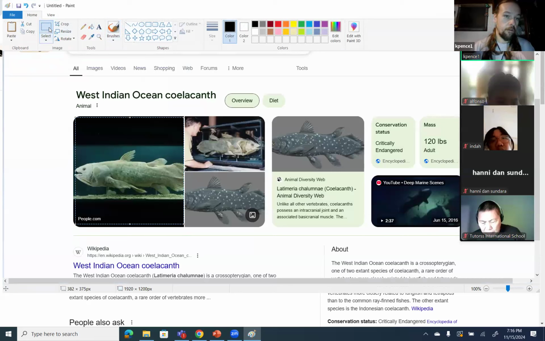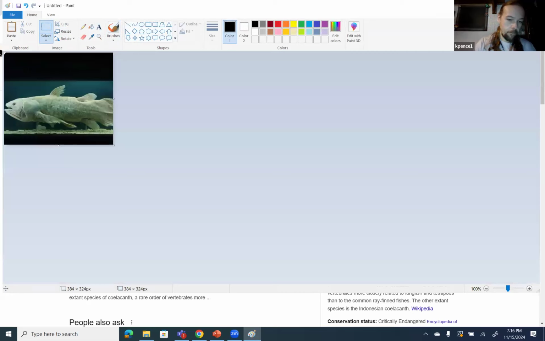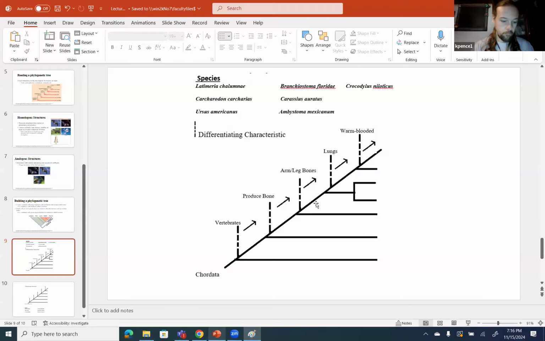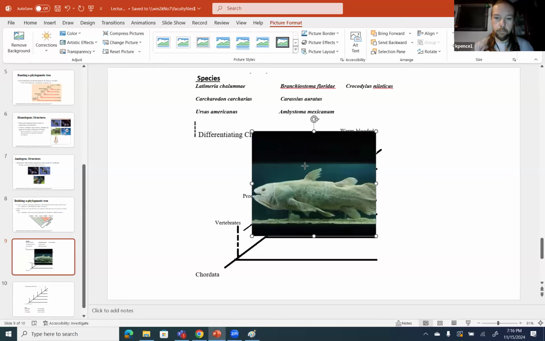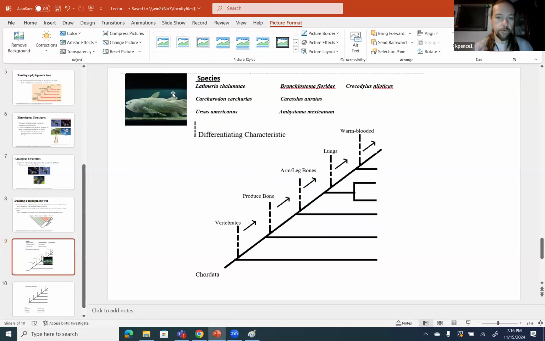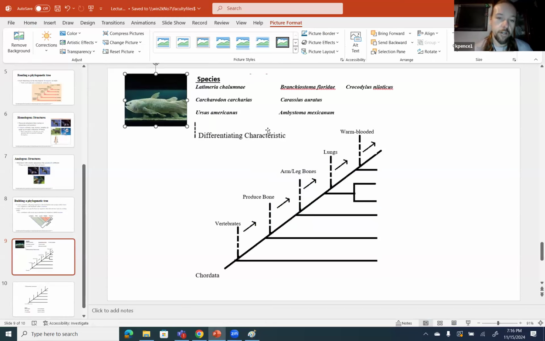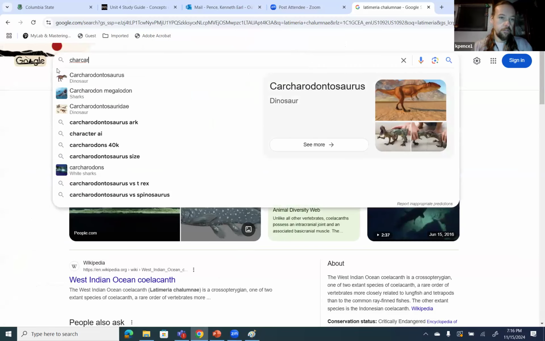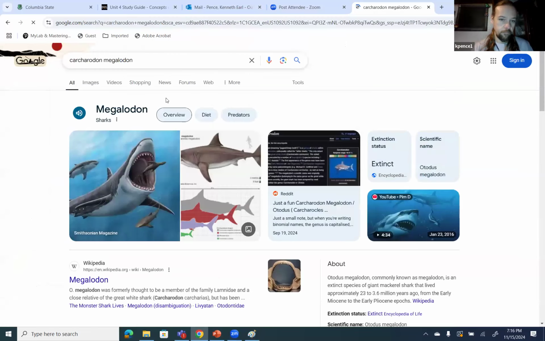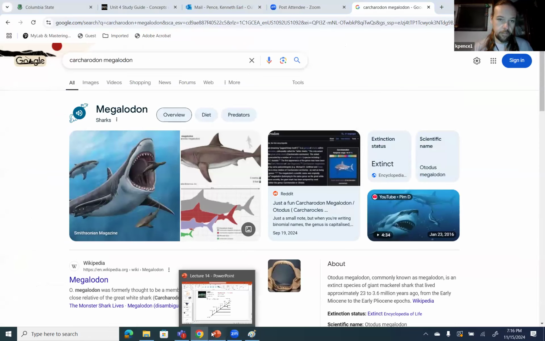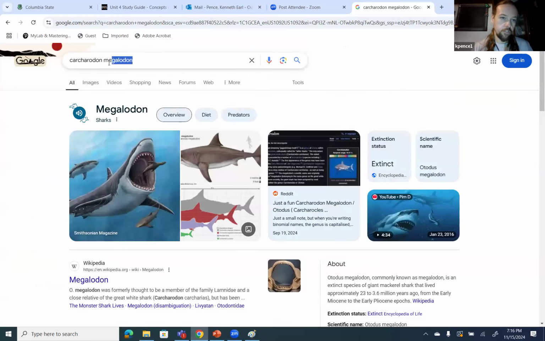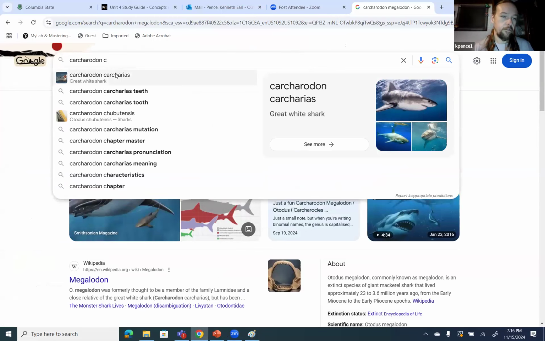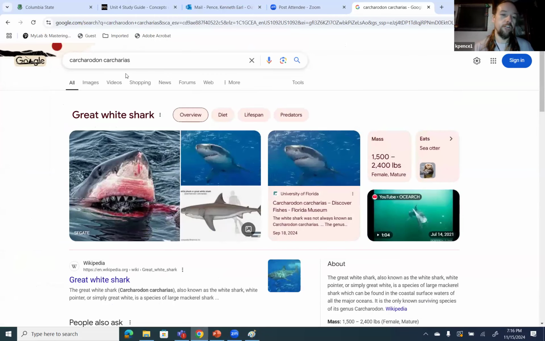So, try that again. All right. So I'm going to put the coelacanth up here. There's one of the organisms. Carcharodon is going to be something that you probably recognize. It's megalodon. I don't want megalodon. I want Carcharodon carcharias. That's what I want. Great white. So this guy right here is the great white shark.